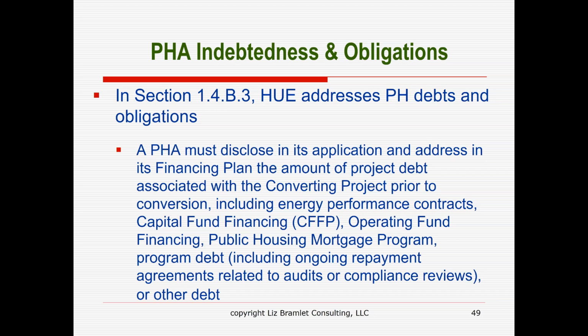That a public housing authority may bring into the RAD conversion project. I apologize for the typo there. I have Q instead of HUD. HUD addresses public housing debts and obligations in 1.4.B3. A PHA has to disclose in the applications they submit to HUD and in their financing plan the amount of project debt that's already associated with the converting project prior to conversion. And that includes energy performance contracts, capital fund financing, operating fund financing, public housing mortgage program debt. Any debt that is secured by this project needs to be explained how it is going to be dealt with in the project.